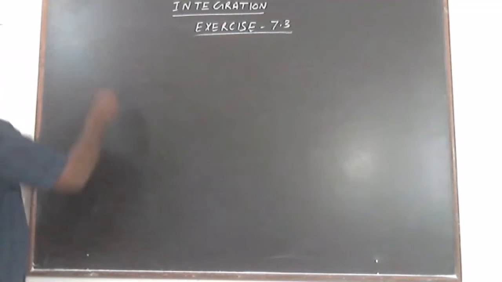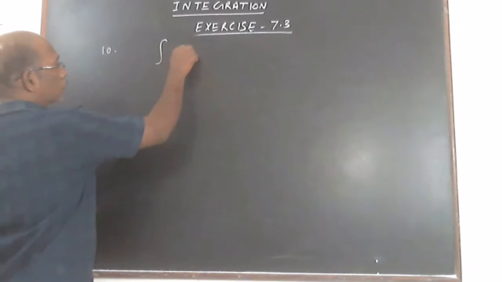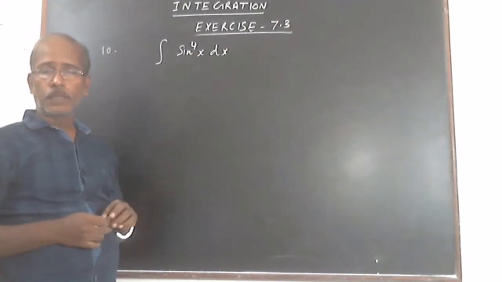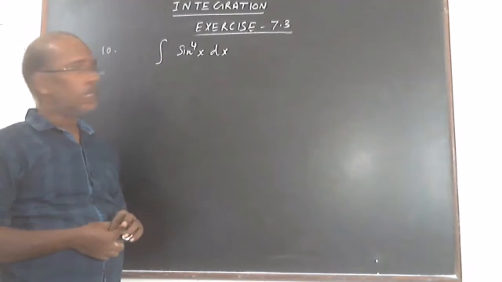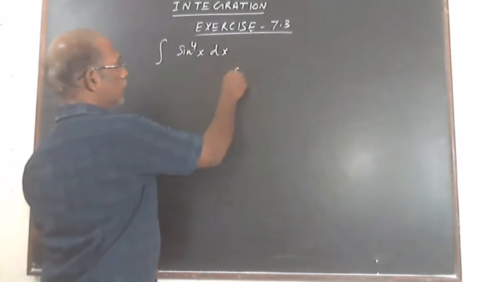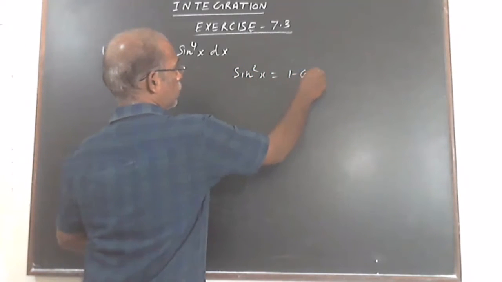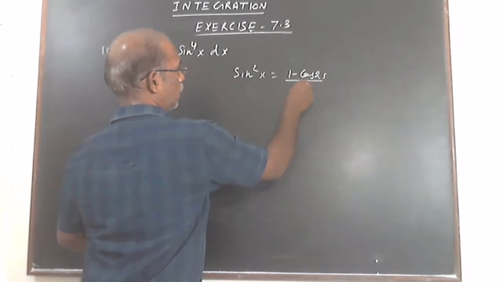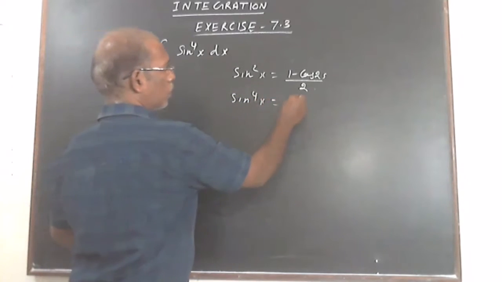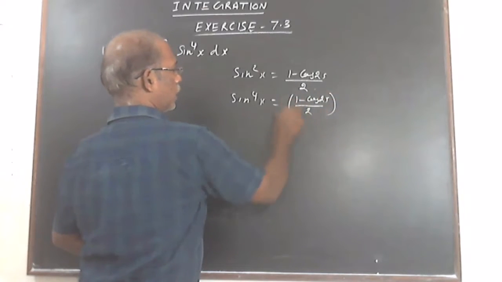Question number 10: integrate sin power 4x. To integrate sin power 4x, we have to use trigonometric identities. Let us see the identity. Sin square x is (1 minus cos 2x) by 2. And for sin power 4x, it is ((1 minus cos 2x) by 2) the whole square.